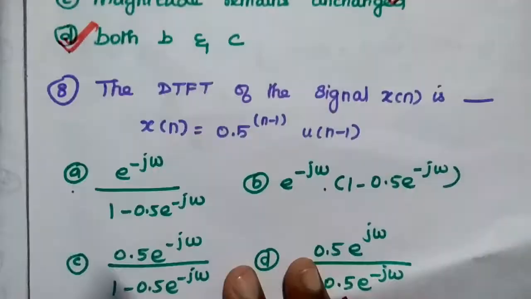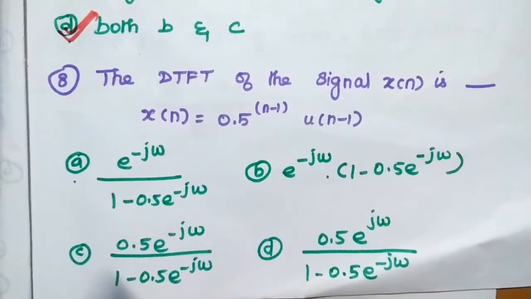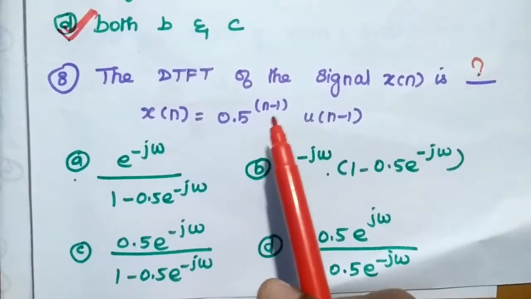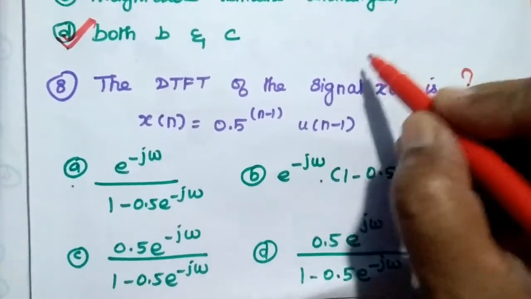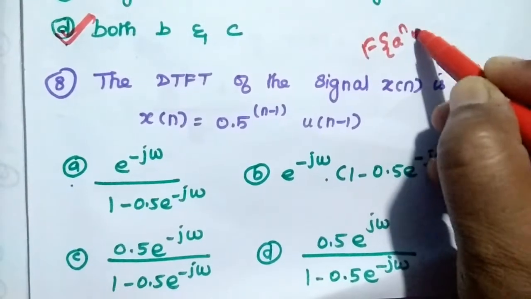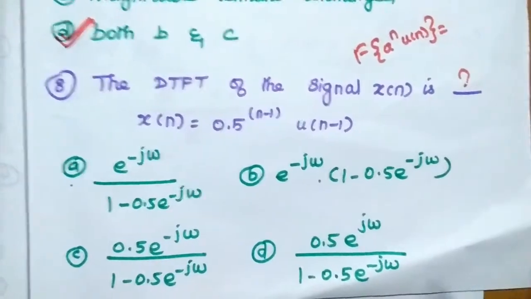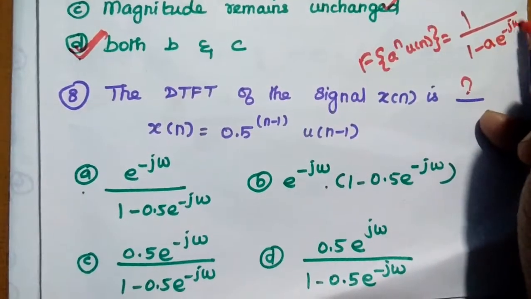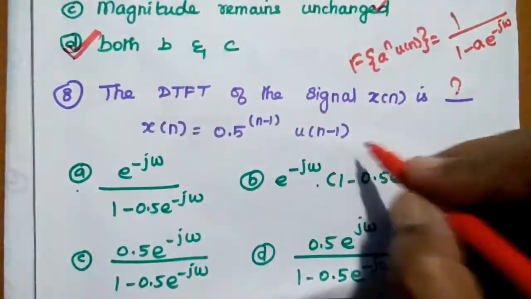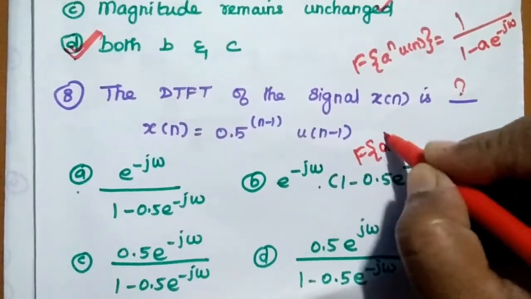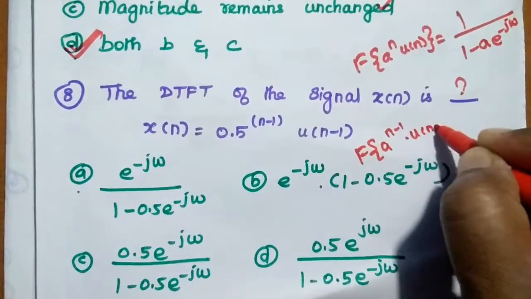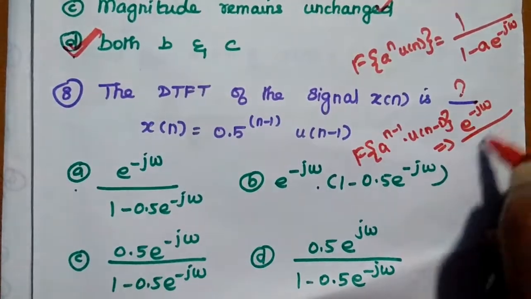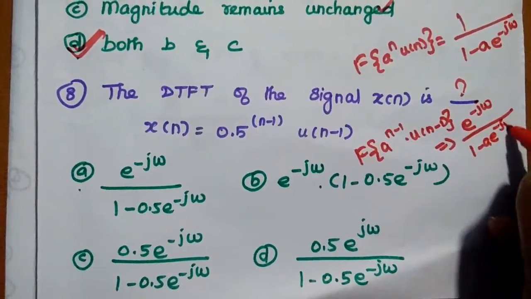Okay. So, next one is, the DTFT of the signal x of n is dash. What is x of n? 0.5 power n minus 1 into u of n. So, we know that the Fourier transform of a power n into u of n is equal to 1 divided by 1 minus a e power minus j omega. For a power n minus 1 into u of n minus 1, the transformed value is e power minus j omega divided by 1 minus a e power minus j omega.